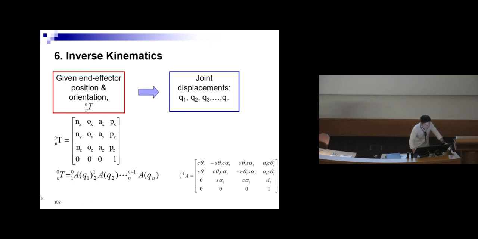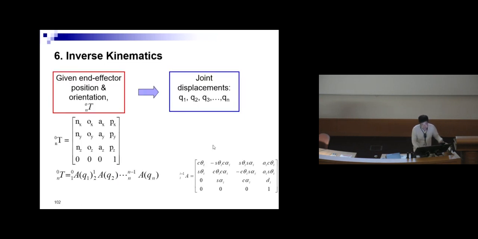So when you have 0nT equal to 0,1A(q1) multiplied by 1,2A(q2), and so on, this is your 0,1nT. And then every i-1,iA can actually be generalized and is given in this form.